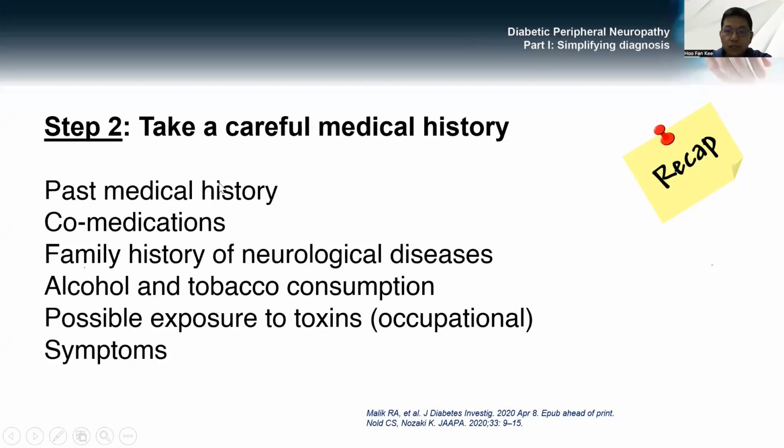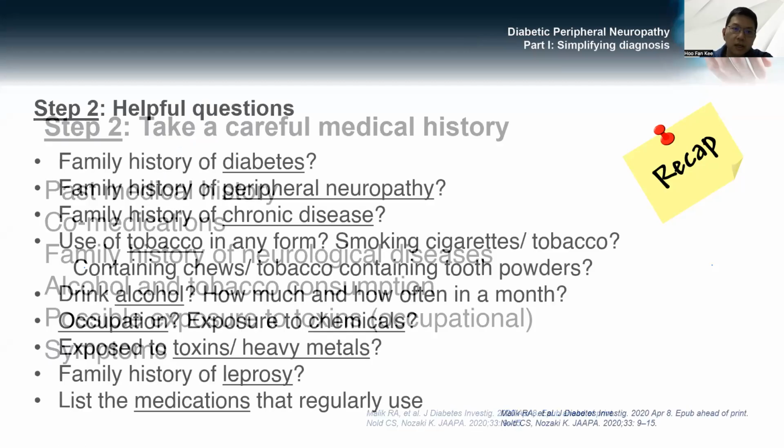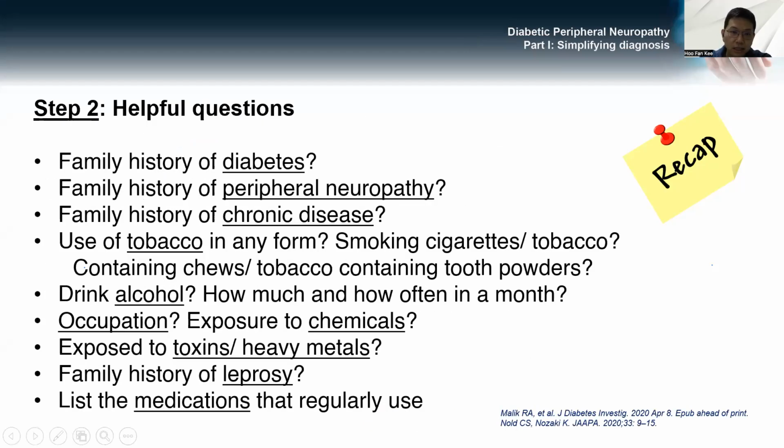The past medical history is very important. Any medication the patient is concurrently taking. Family history of neurological disease, so we can rule out Charcot-Marie-Tooth disease, with a very strong family history, and alcohol and tobacco consumption, any smoking, possible exposure to toxin, particularly the patient's occupation, as well as symptoms. So this is very helpful. You can probably take a snapshot of the photo. It will guide you in further history.